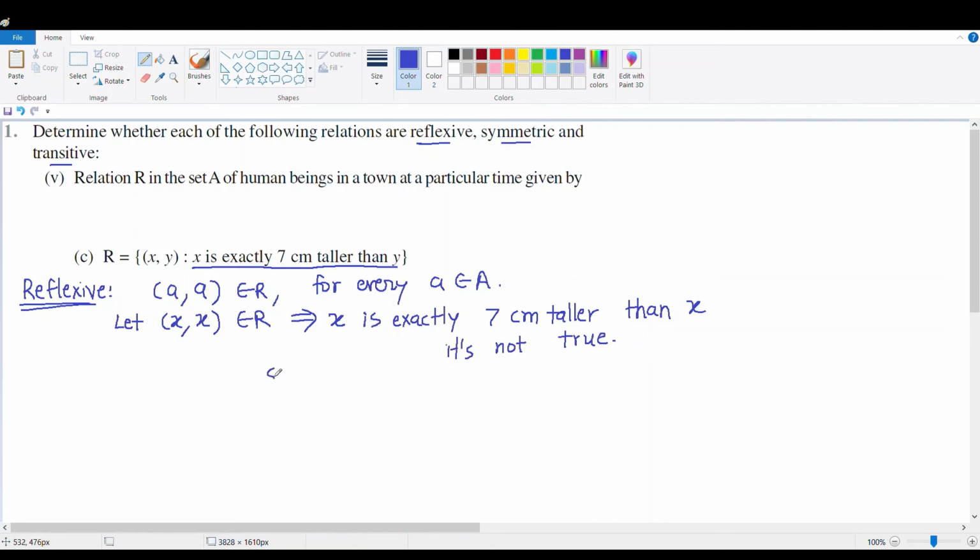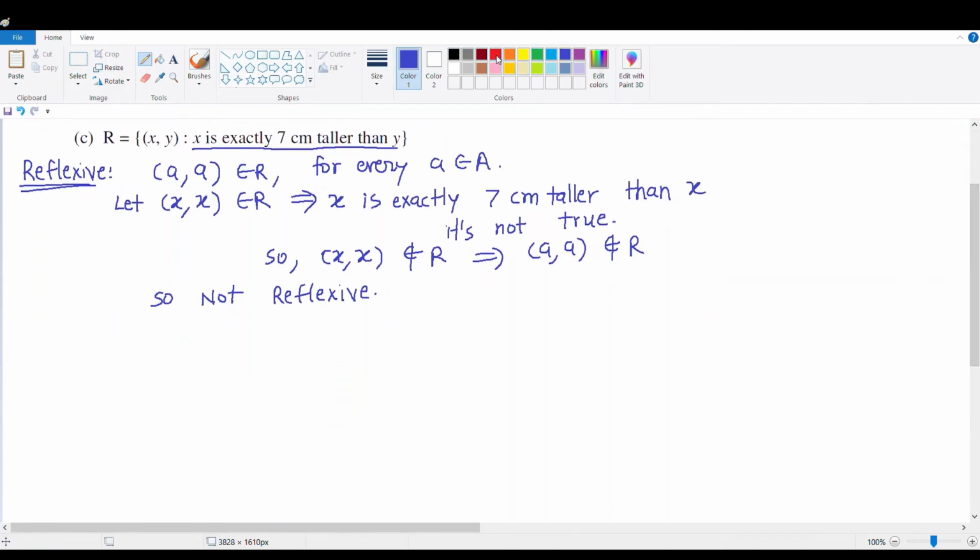That means (X, X) does not belong to R, and that means (A, A) does not belong to R, and that means not reflexive. So this relation is not reflexive. Why? Because X cannot be 7 centimeter taller than itself, right? Okay, so not reflexive. Now we are going to check for symmetric.